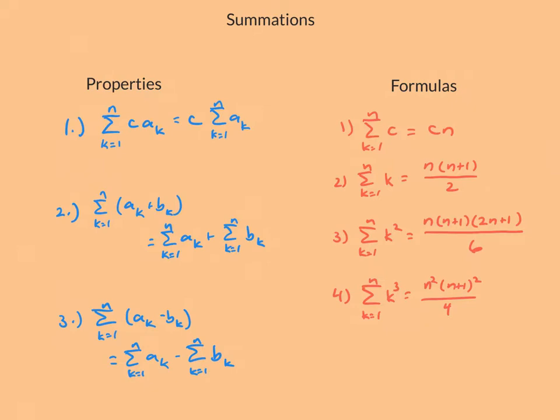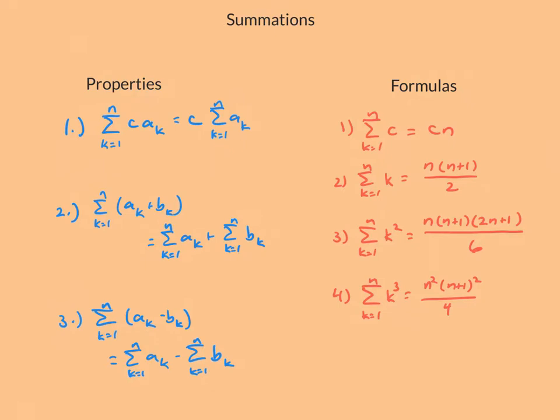And we're going to need to be able to simplify them and evaluate them. And so to do that, we have some properties. The properties we have here, first up, when we have the sum as k goes from 1 to n of a constant times the terms of the sequence a sub k, we can pull that constant out. It's just going to be the constant times the sum of the sequence, the series.